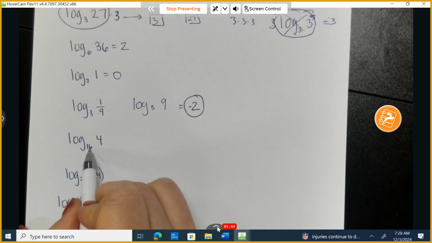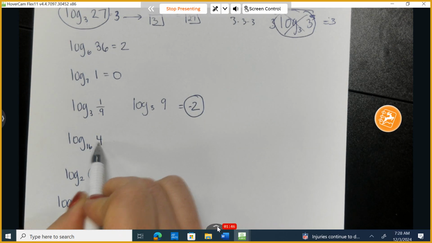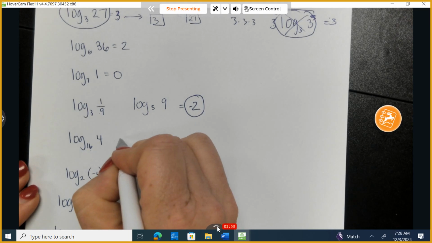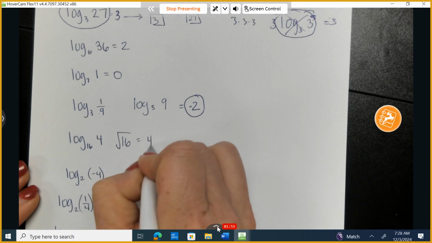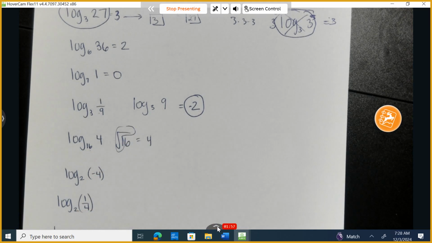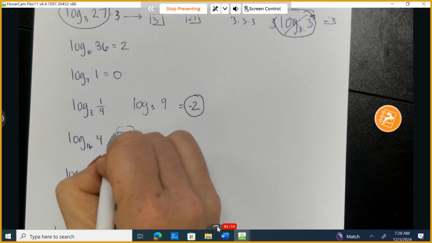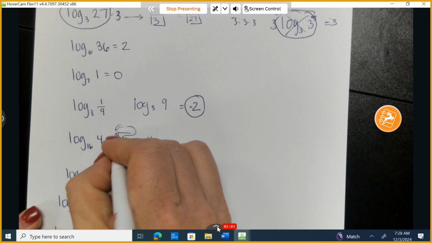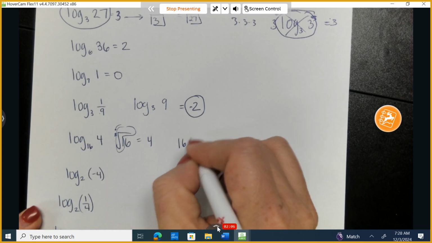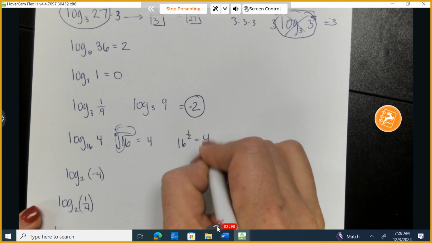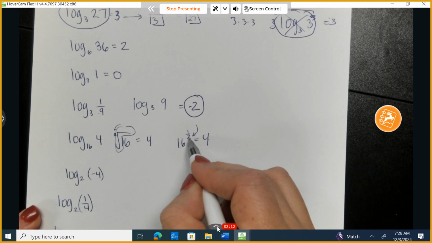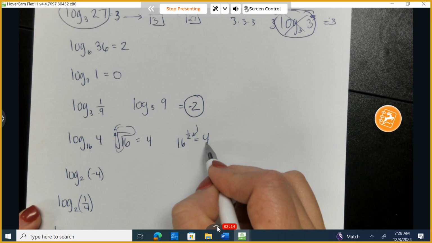Next up, 16 to what power equals 4? Well, what can I do to 16 to equal 4? If I could take the square root of 16, it would equal 4. But how do I represent the square root as an exponent? Remember that there's a hidden value here. It's called the nth root, and that's a 2. So when we rewrite it in exponential form, it's written as 1/2. 16 to the 1/2 equals 4. This means what number times itself 2 times equals 16? The number is 4.